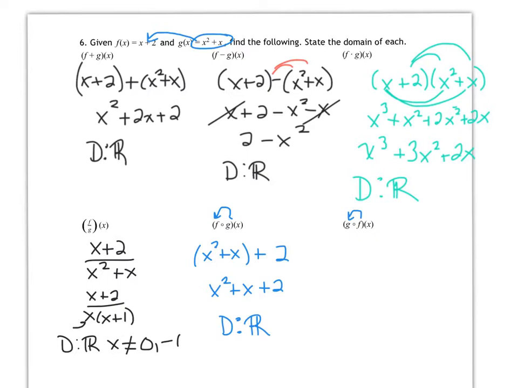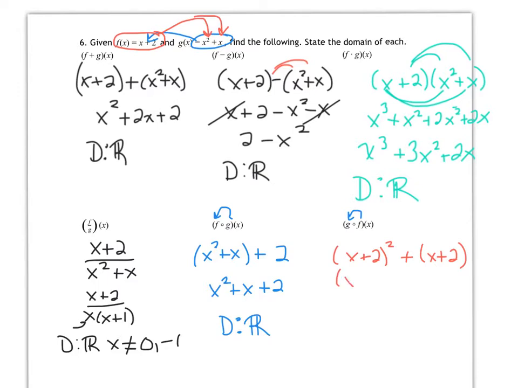Finally, we have g composed with f. And remember, g composed with f, we're going to put f into g. Now, interestingly enough, in g there are two x's, so we'll have to put f into two spots. So that's going to look like x plus 2 squared plus x plus 2. So the x plus 2 just simply takes the x spot in the other function.